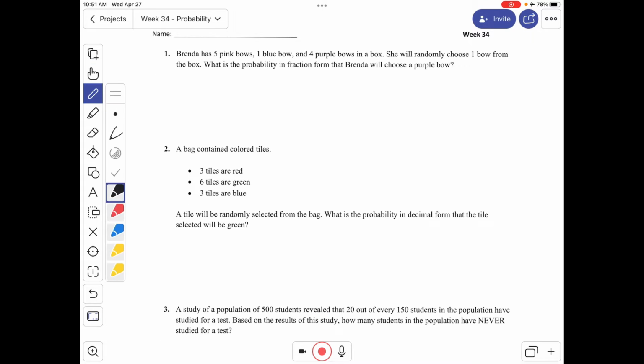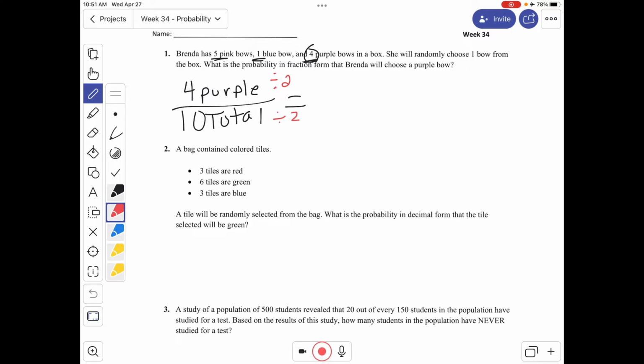Well, I can see there are 4 purple bows. So 4 purple, and then I need a total. So the total would be 4 plus 1 plus 5, which is 10. 4/10 can be simplified by 2, and you get 2/5.